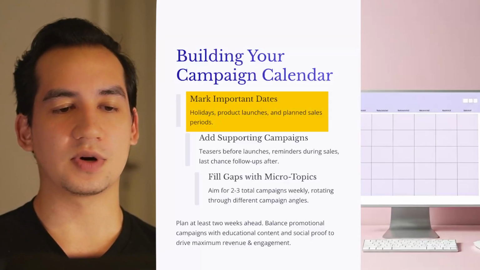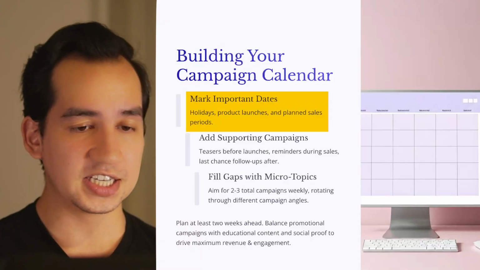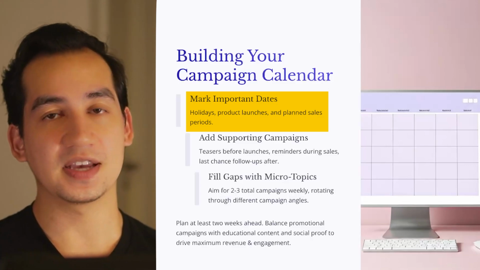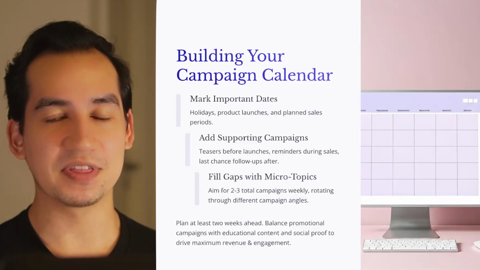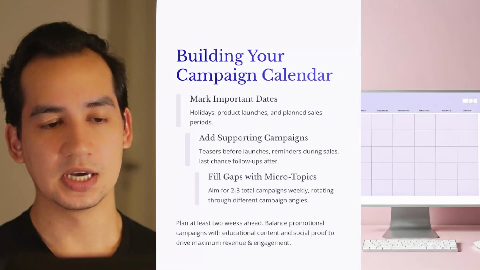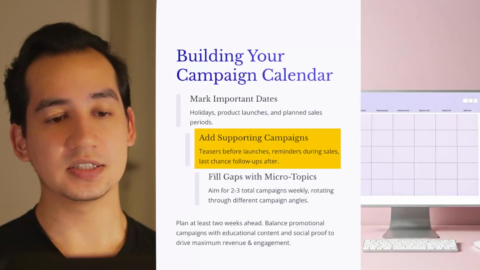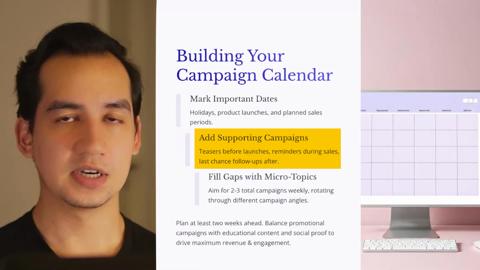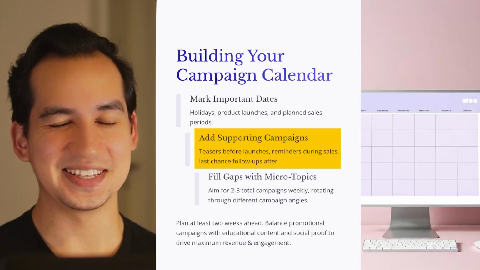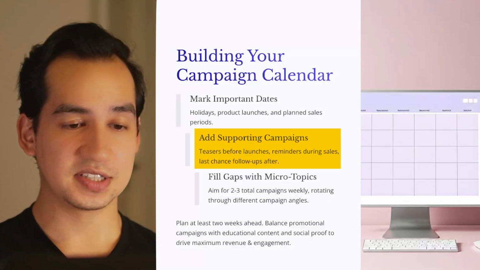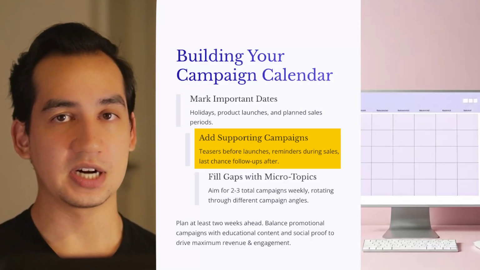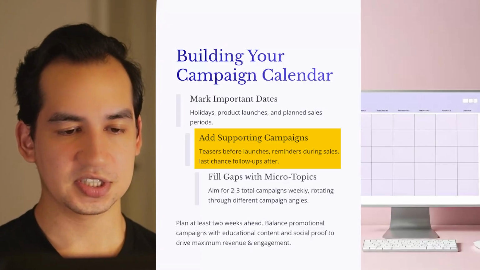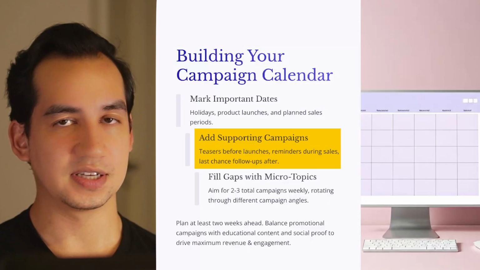Number one, you want to mark important dates. This is going to be holidays, product launches, and planned sales periods. These are the main things we're going to be planning everything else around. Number two is add supporting campaigns. Let's say we're launching a product in the first week of June. We also want to plan out the supporting campaigns, such as the teaser before the launch, how we're going to hype up the product, reminders during the sales, and last chance follow-ups after the product launch.